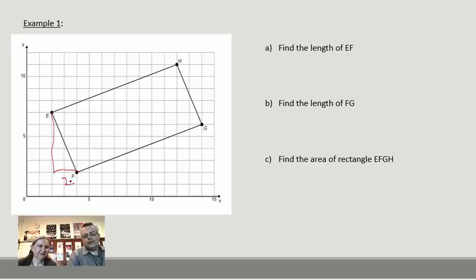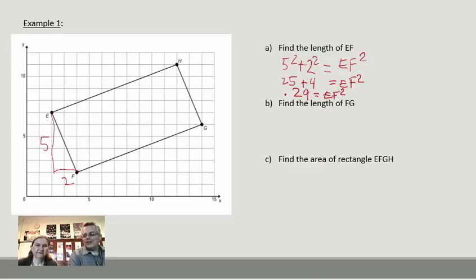This side is 2 units, and this side is 5 units. We want the exact area, so we're not going to approximate with decimals. We're going to keep it radical, keep square roots. So I have 5 squared plus 2 squared is equal to EF squared. So 25 plus 4 is equal to EF squared.